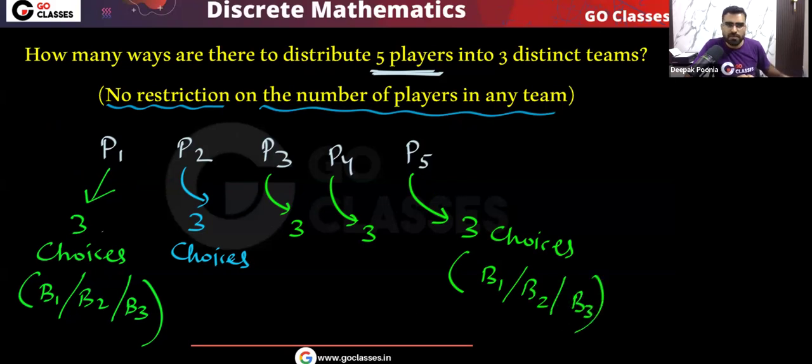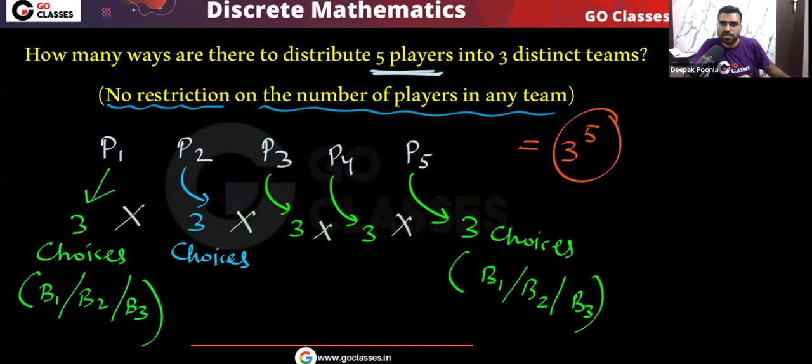Okay, is this point clear? So we want to distribute all these players. We want to distribute P1 and P2 and P3 and P4 and P5. We want to distribute all of them. So you can just apply the product rule and your answer will be what? That will be 3 power 5. This will be the answer.